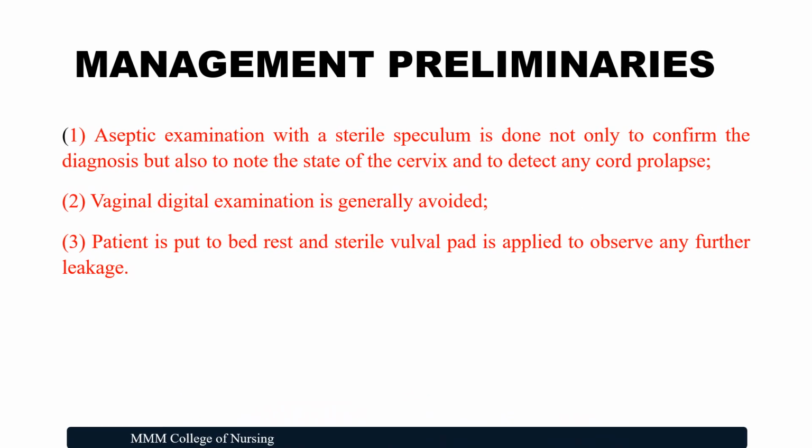The preliminaries of the management: aseptic examination with a sterile speculum is done, not only to confirm the diagnosis but also to note the state of the cervix and to detect any cord prolapse. Then vaginal digital examination is generally avoided. The patient is put to bed rest and a sterile vulval pad is applied to observe any further leakage.